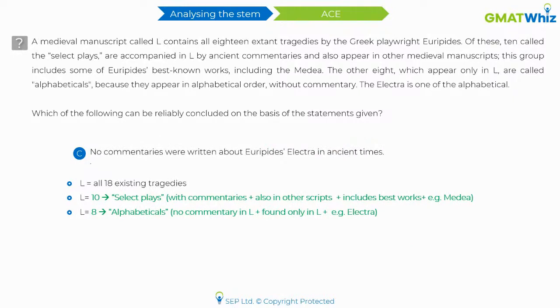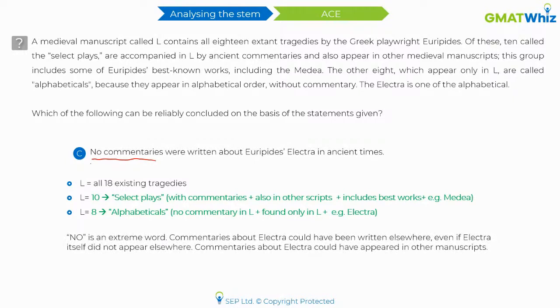Now we come to C. Remember, C and E were the two choices which were competing neck to neck. So let's see what C says. "No commentaries" is an absolute term. Absolutely none. No commentaries were written about Euripides' Electra in ancient times. Notice we are talking about a very broad category: no commentaries anywhere. This choice does not talk only about this medieval manuscript called L. It talks about no commentaries anywhere in any manuscript in ancient times, since it does not specify that we're talking about only L. So "no" is a very extreme word. You've got to tread very carefully.